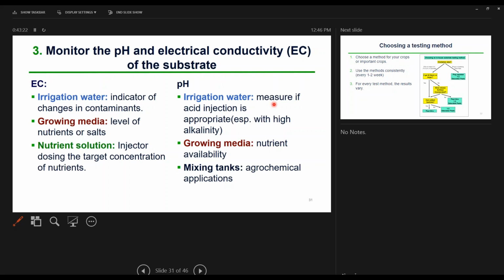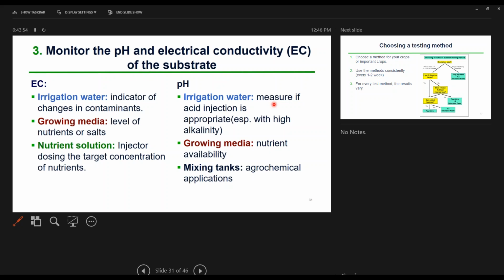Why do we measure the pH of the irrigation water? You can measure if the acid injection is appropriate, if you're injecting it. If not, it's again a slight indicator of what's going on. Okay, and it's especially important that you measure the pH of the irrigation water if you're injecting that acid to control that high alkalinity. Why electrical conductivity of the growing media in-house? It's something that every grower should be doing, because it's a good indicator of the levels of nutrients and salts in your container, right?